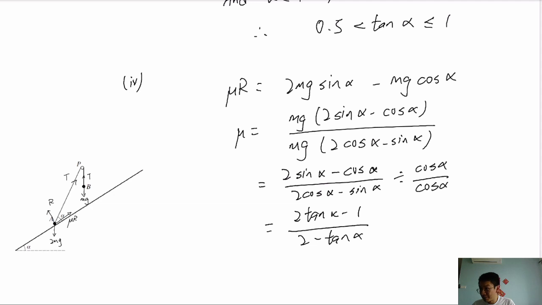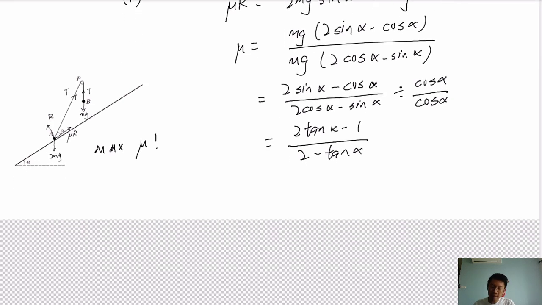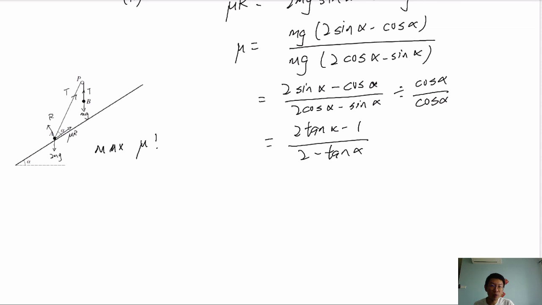After that, we want to find the maximum. So we are looking for the maximum mu. How do we find the maximum mu? In this case, the value of mu depends on the tangent alpha, and of course the tangent alpha depends on alpha. By using this expression alone, it is not so clear that we can find the maximum.